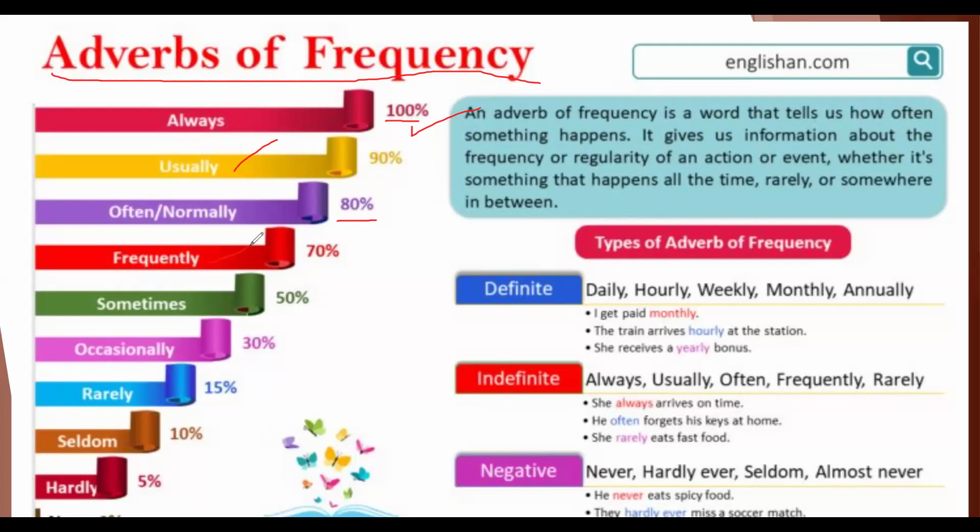So the next option is frequently. Sometimes, that is 50%. When you say, sometimes I speak English. Occasionally, 30%. Rarely, seldom 10%, and hardly 5%. Never is the other one. It doesn't appear here. Okay, never is 0%, okay? Never. No apareció aquí en la diapositiva. Never, 0%, okay?